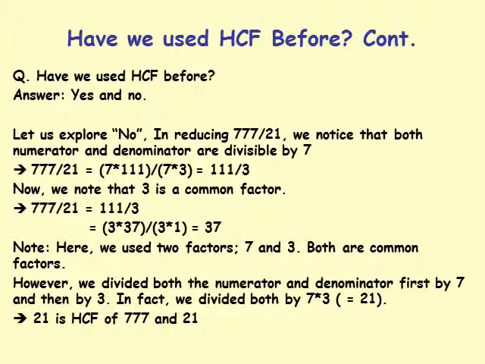However, we divided both numerator and denominator first by 7 and then by 3. In fact, we divided both by 7 times 3, equal to 21. 21 is the highest common factor, and 7 and 3 are common factors. So we did use the highest common factor, but we did not do that in one step. 21 is the HCF of 777 and 21, so we could divide both numerator and denominator by 21 because that is the HCF of 777 and 21.